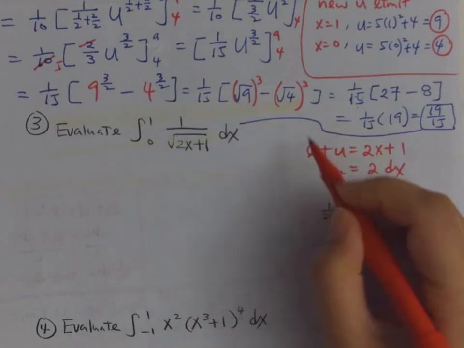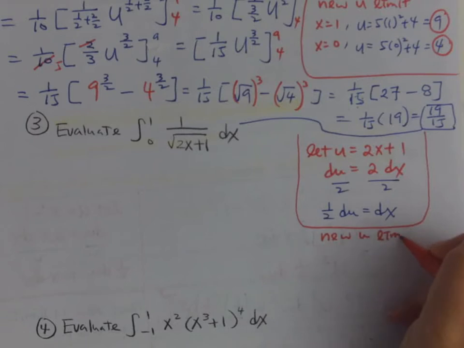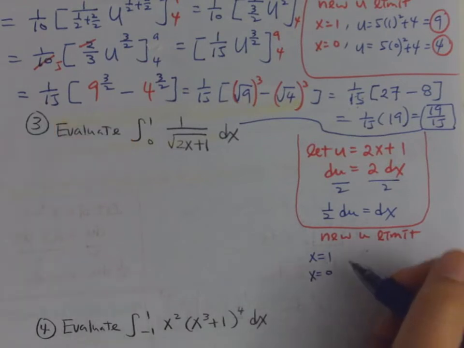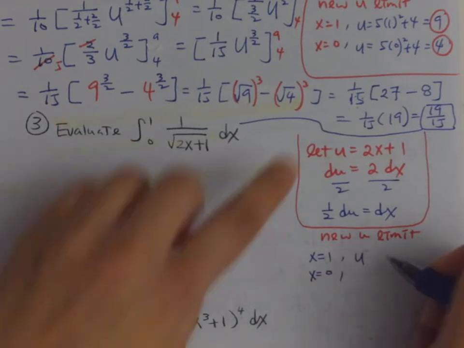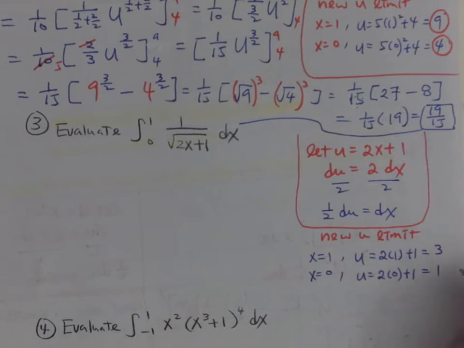Alright, and then don't forget my new limits. So new u limits. If one is x equal to 1, one is x equal to 0, then my u, which is 2x plus 1, is going to be 3. If my u is 2 times 0 plus 1, that would be a 1, right? So those are my new limits.